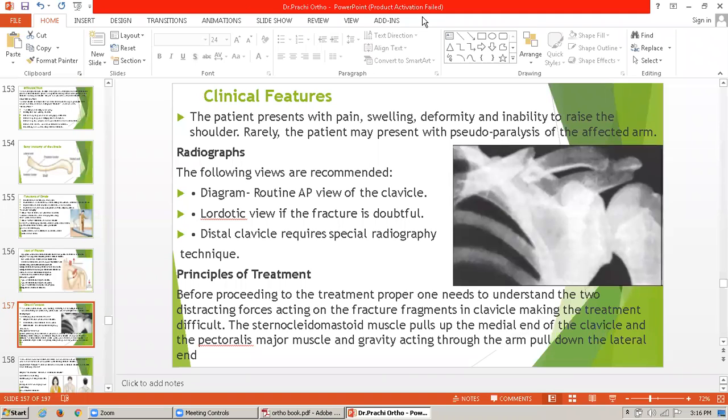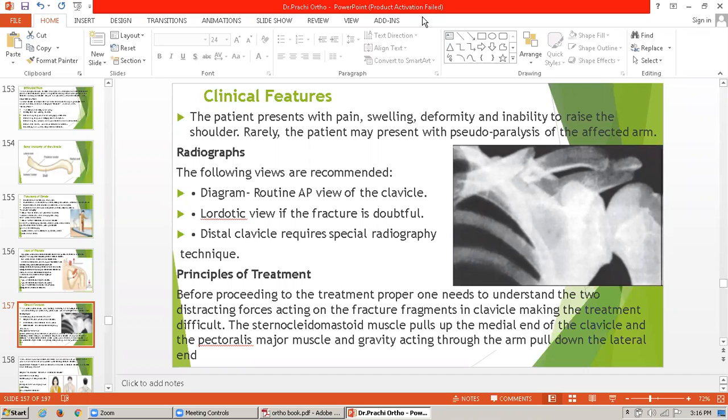Principle of treatment: before proceeding to the treatment, one needs to understand the two distracting forces acting on the fracture fragments in the clavicle, which make the treatment difficult.